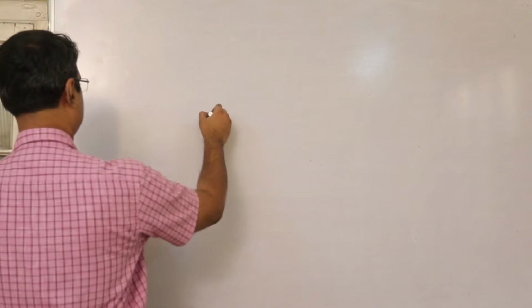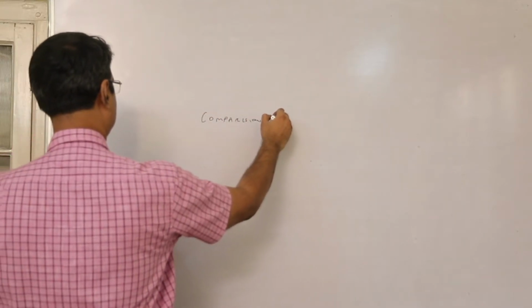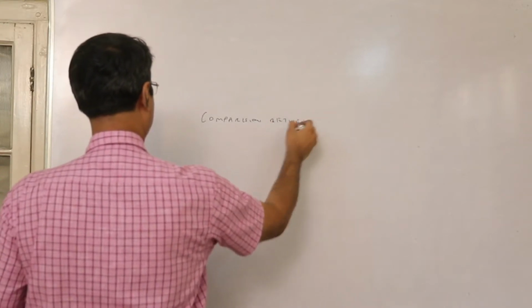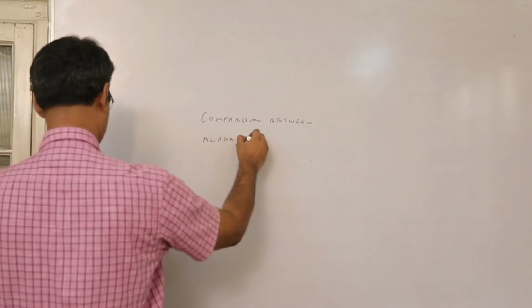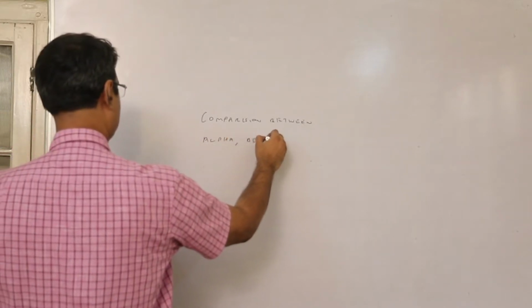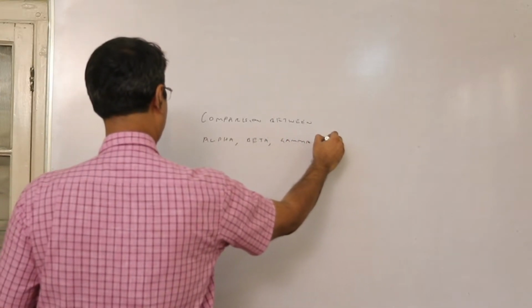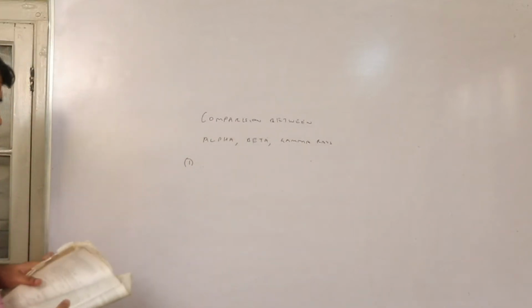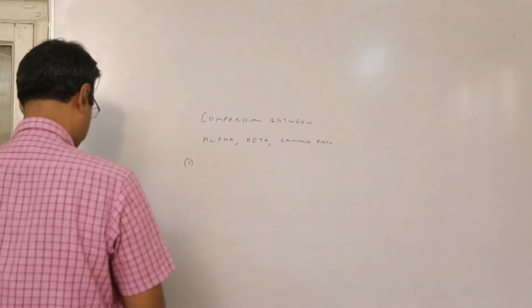Okay, now we will discuss comparison between alpha, beta and gamma rays. That is the next topic, comparison between alpha, beta and gamma rays.